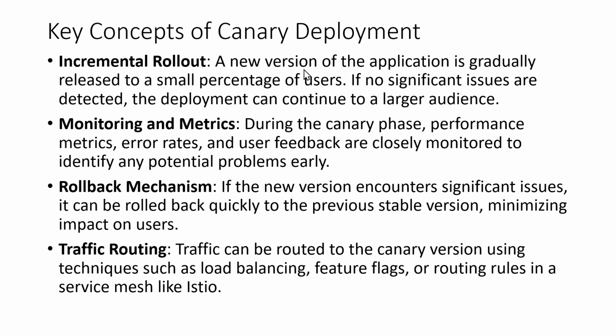First, incremental rollout. A new version of the application is gradually released to a small percentage of users, as I just mentioned. If no significant issues are detected, the deployment can be continued to a larger audience. As I mentioned, the beta server will have only 10% of the traffic among the 100%, and the rest 90% will go to the existing server itself. Gradually they increase the percentage of traffic to the newer version, and they retain the older version server for a few days. Once the newer version is good to go, they deassociate it completely.